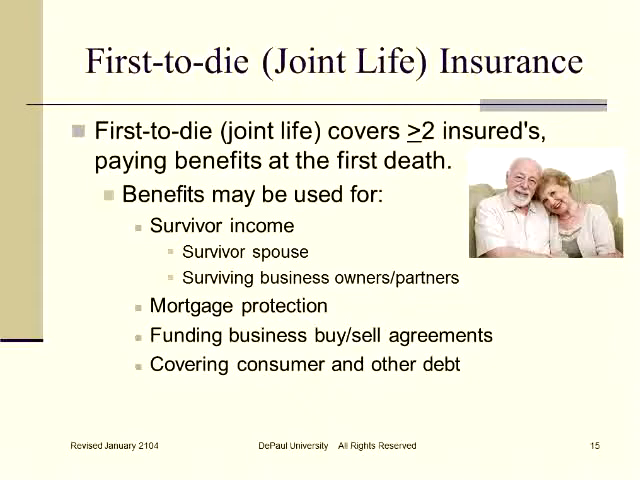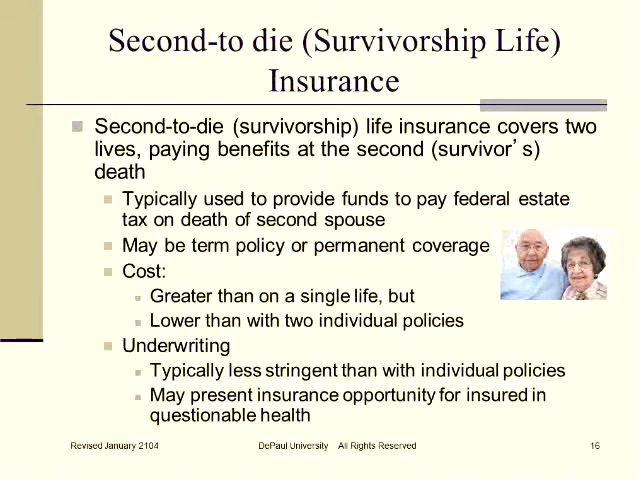There is also something called second to die life insurance. Second to die, also referred to as survivorship life insurance, says we are going to pay the death claim at the second death. There will be no death claim paid at the first death. It's typically used to provide estate liquidity, especially for federal estate tax purposes. It says it may be term or permanent. Most of the plans are permanent because people that buy these have a permanent need.